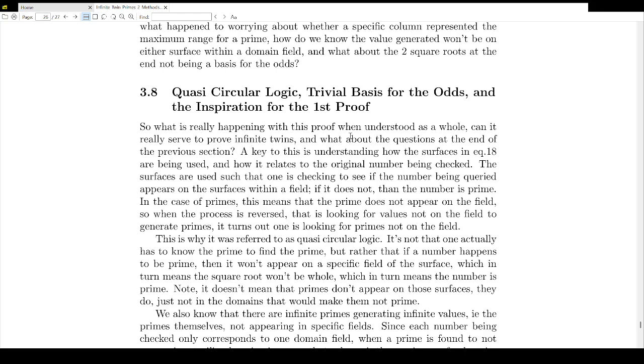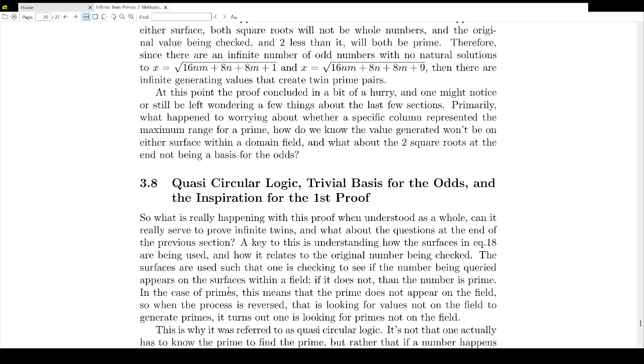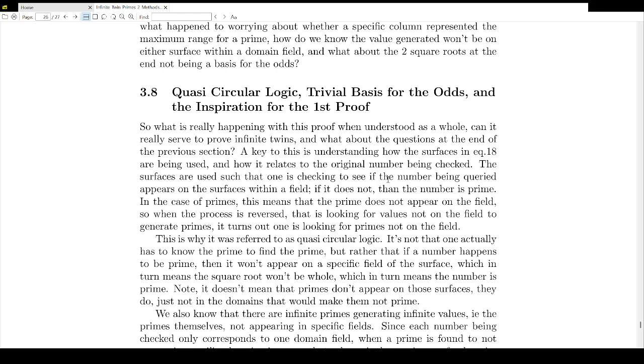So what's really happening with this proof when understood as a whole? Can it really serve to prove infinite twins? And what about the questions at the end of this previous section? This stuff I just kind of glossed over there. A key to this is understanding how the surfaces in equation 18 are being used and how it relates to the original number being checked.